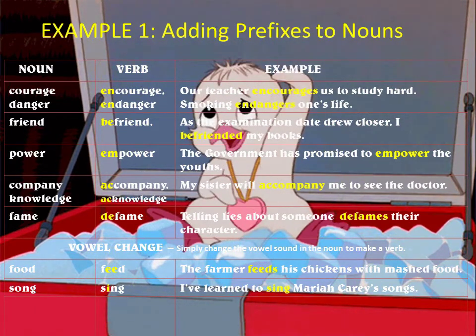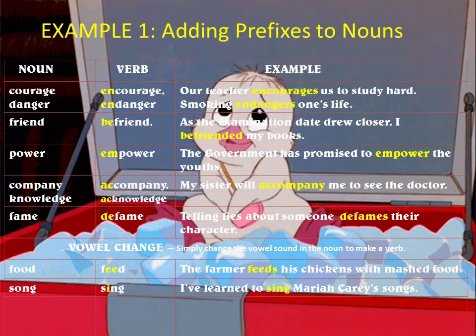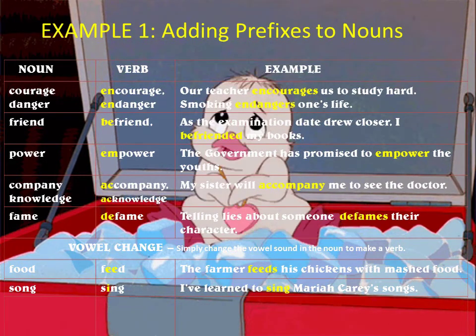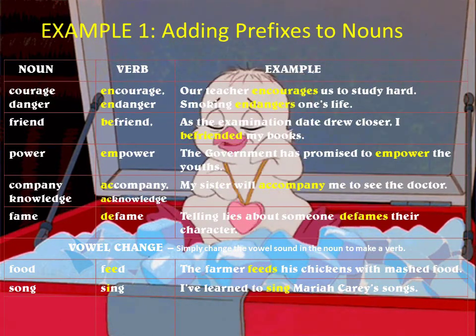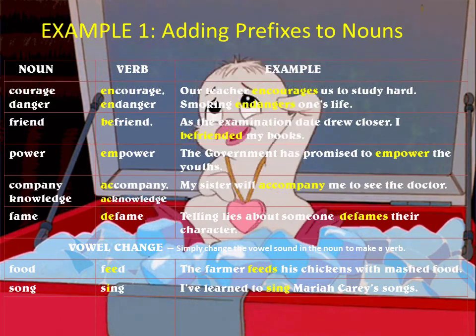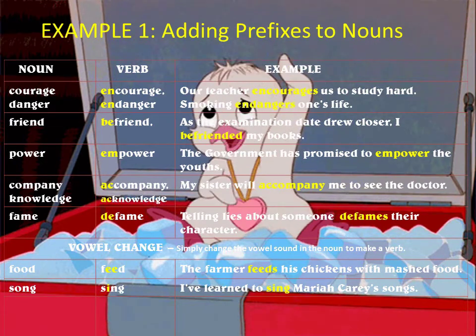We will look at a few more examples, like the word knowledge, of course a noun, and I have added the prefix ac. Now I have acknowledge, a verb. Alright, I can say I acknowledge your presence at the party. I acknowledged your presence at the party.